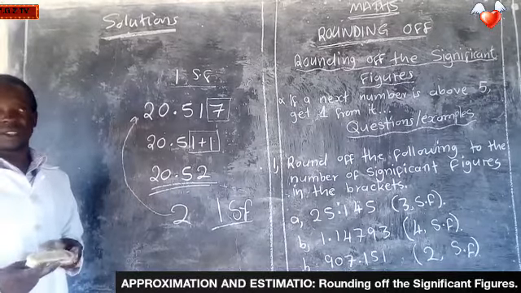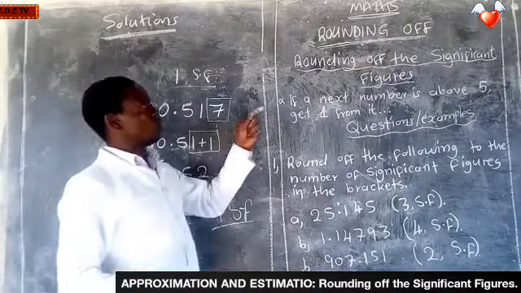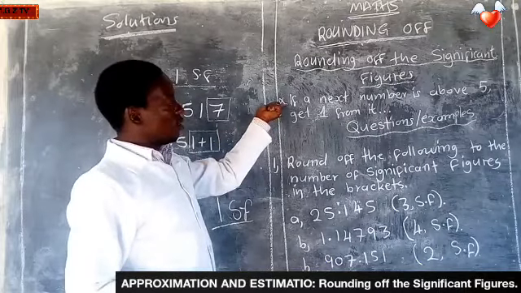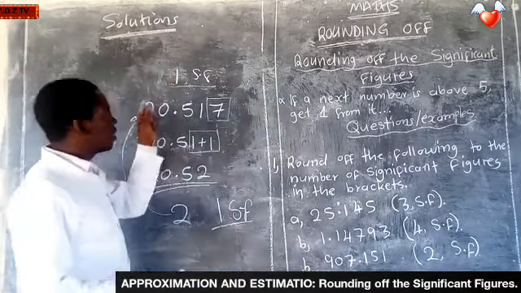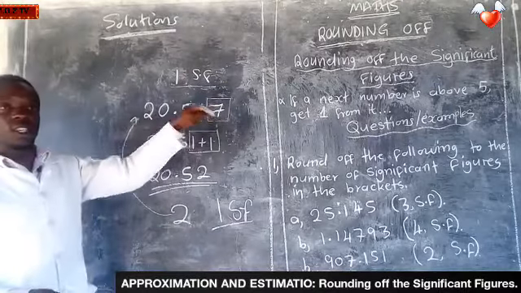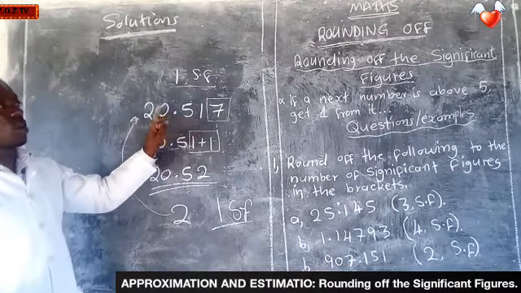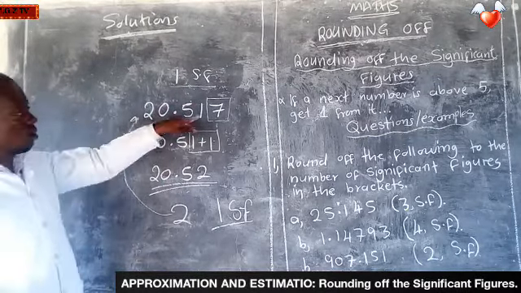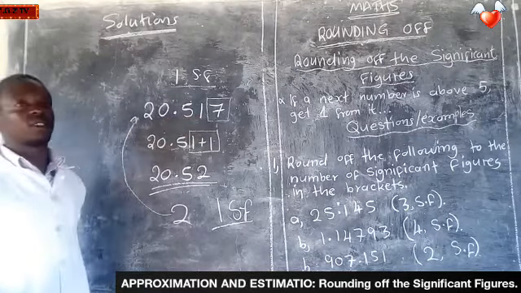Are we there? Yes. The meaning of this statement is, after counting the numbers, check the next number. If it's 5 or above, just get 1 and add it. If it is not 5 or above, leave it.